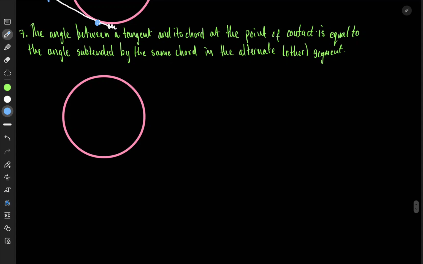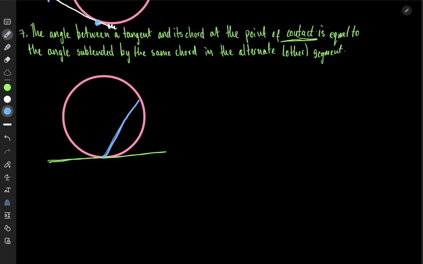Now, number 7. The angle between the tangent and its chord, this is the nicest one, okay? Let me go ahead and show it to you without having to read the whole thing. The angle between a tangent and its chord. If we put a chord at the point of contact. A chord is a line that goes from one side to another, but this one is going right to the point of contact. Here, we have a chord like that.